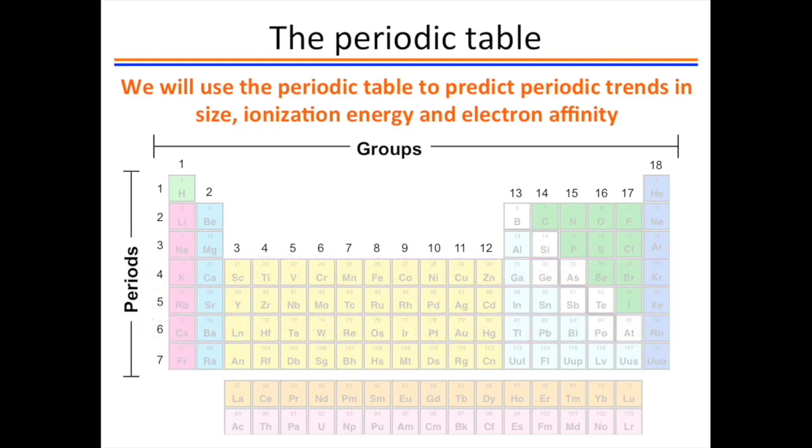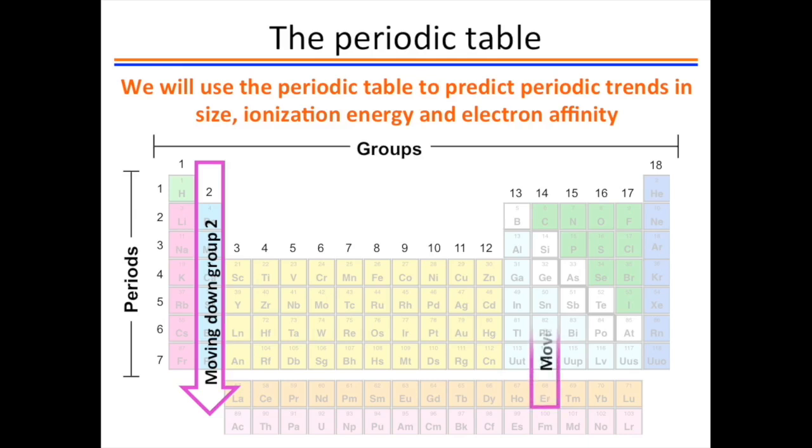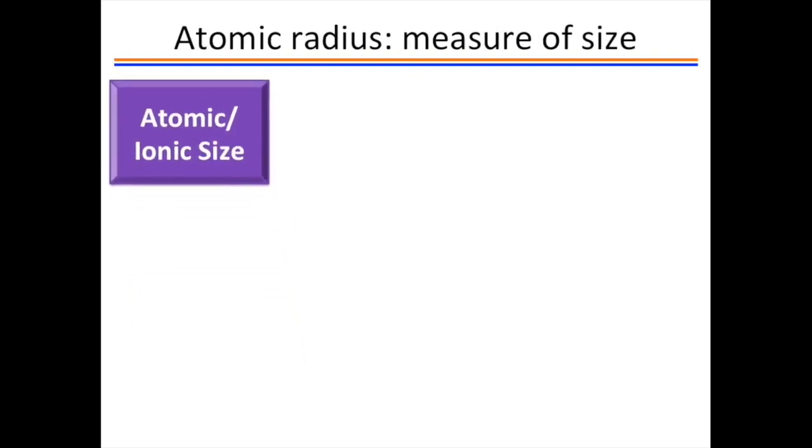We can also go up and down a group. Here we go down group 2 and are crossing the periods from 1 to 7. When we go up a group, we start at period 7 and move to the top. The first periodic trend we will study is atomic size.